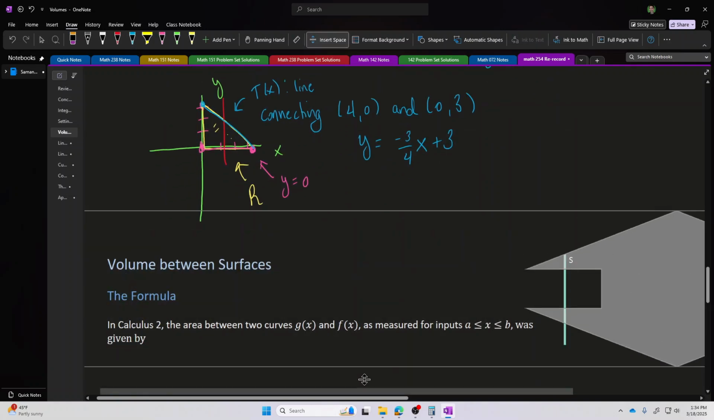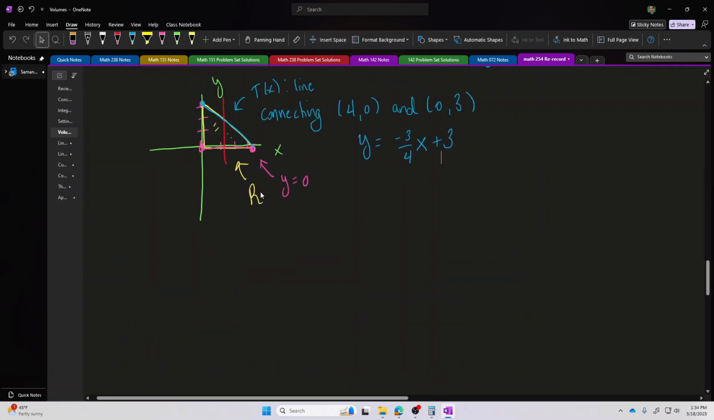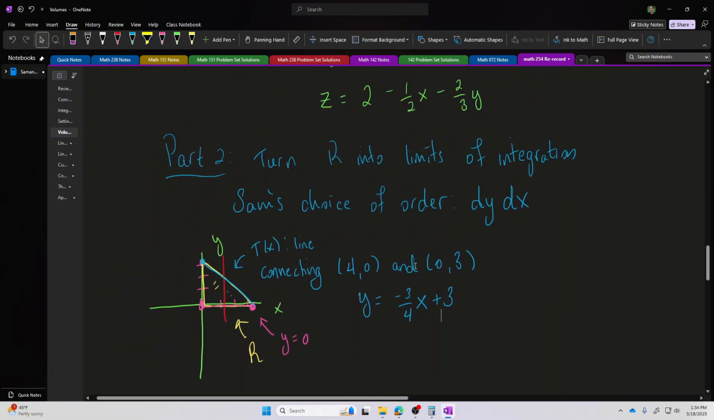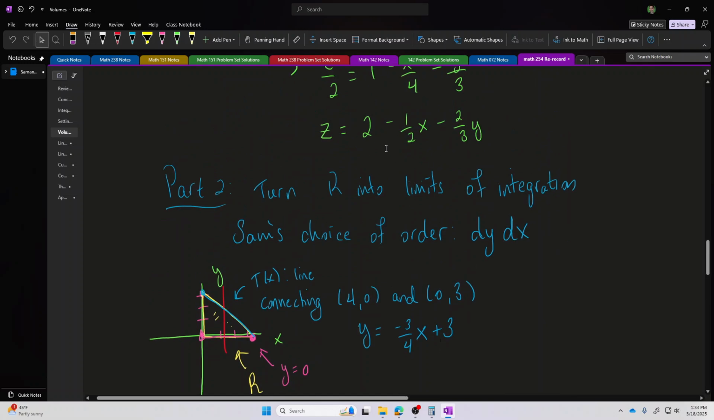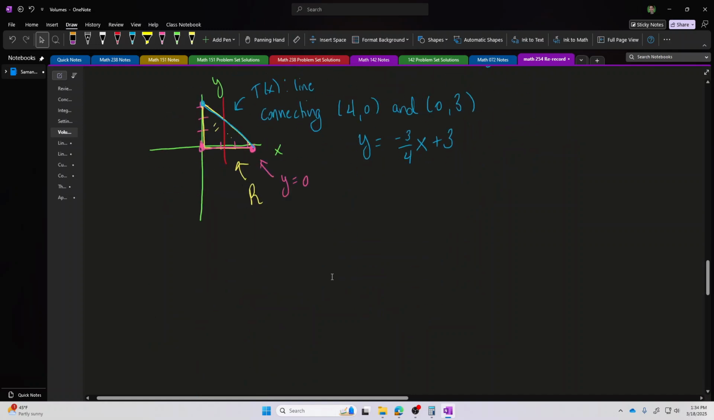So as we set up our double integral to calculate the volume of this tetrahedron, we now have filled in a lot of the blanks. We have filled in the integrand. The function that we have to integrate is this plane, 2 minus 1/2 x minus 2/3 y. If I decide to integrate with respect to y first, our lower y limit is the constant function y equals 0, and our upper y limit is this linear function, negative 3 over 4x plus 3.